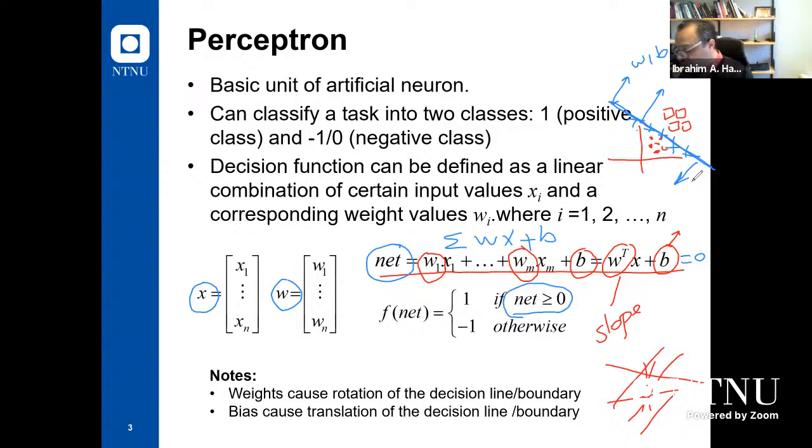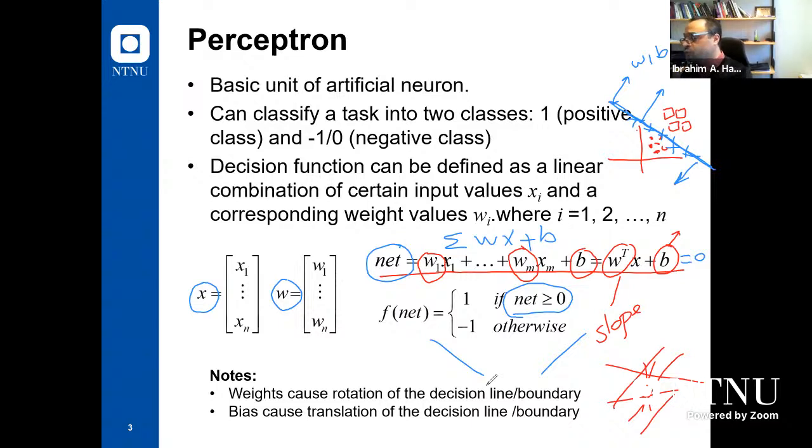So the weights cause rotation of the decision line or boundary. It's a rotation because it's a slope. If you select slope equal to one, the line will be like this one. If you select slope equal to negative one, the line will be like this one, right? So when we change the omega value, you rotate the line in the search space. And when you change the bias, you translate the line up and down. You can take the line up and down.